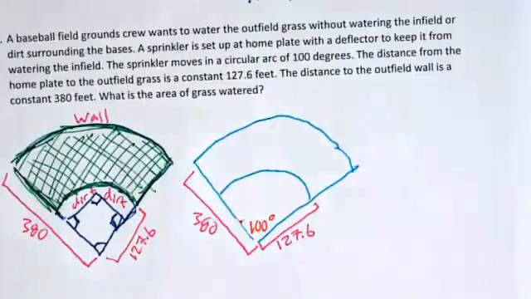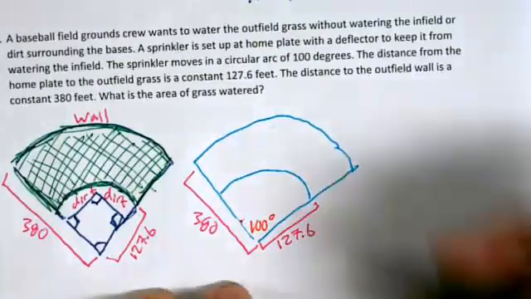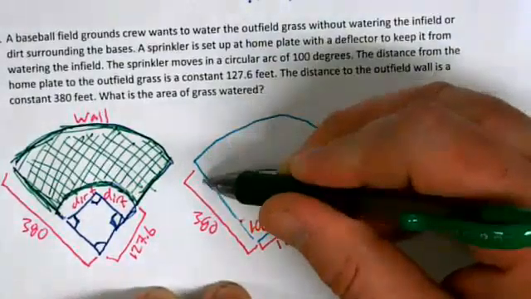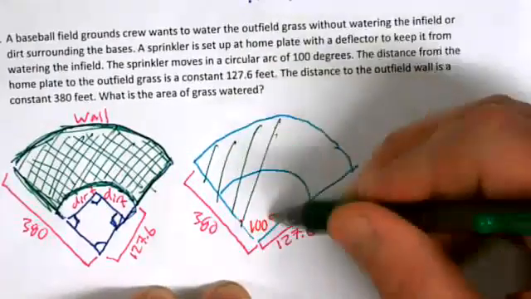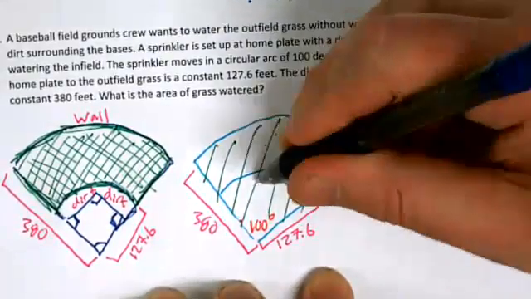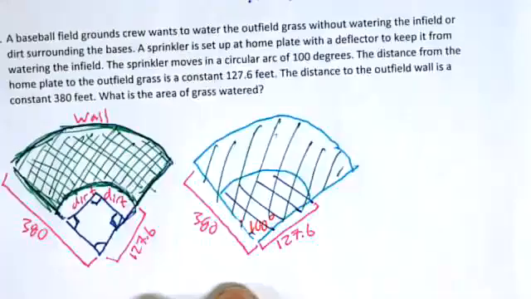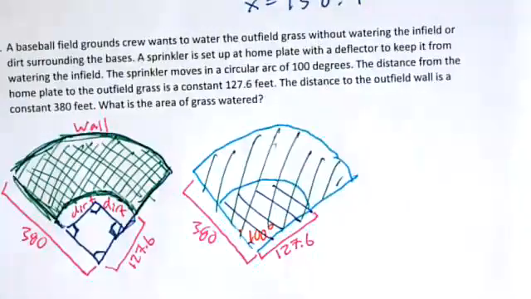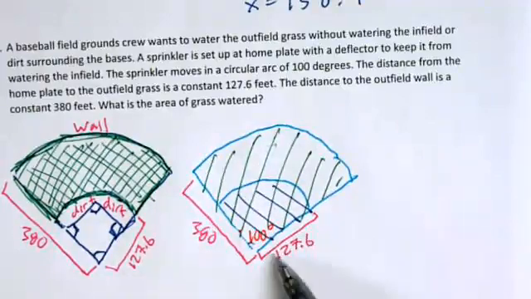Find the area of the whole sector. So my strategy would be, let's find the area of this whole thing. And then let's find the area of this piece that we took a bite out of. And we'll subtract those two things. And whatever's left over should be the leftover part of our pizza. So we need to find the area of two sectors. They both have the same angle. One has a radius of 127.6 and one has a radius of 380.